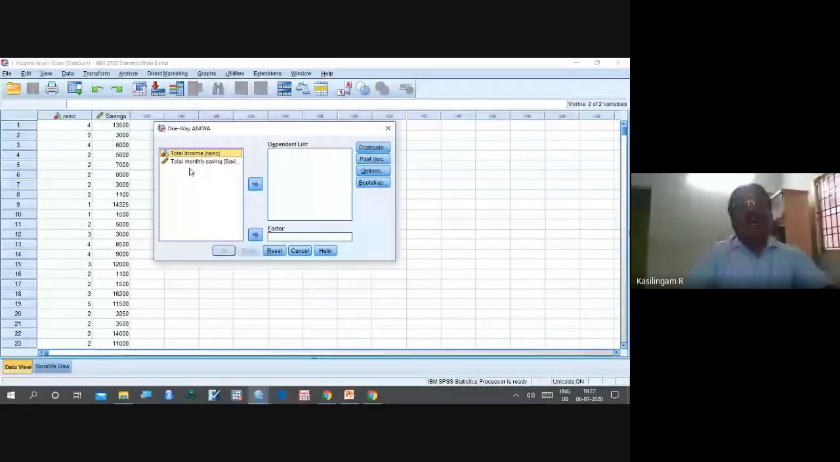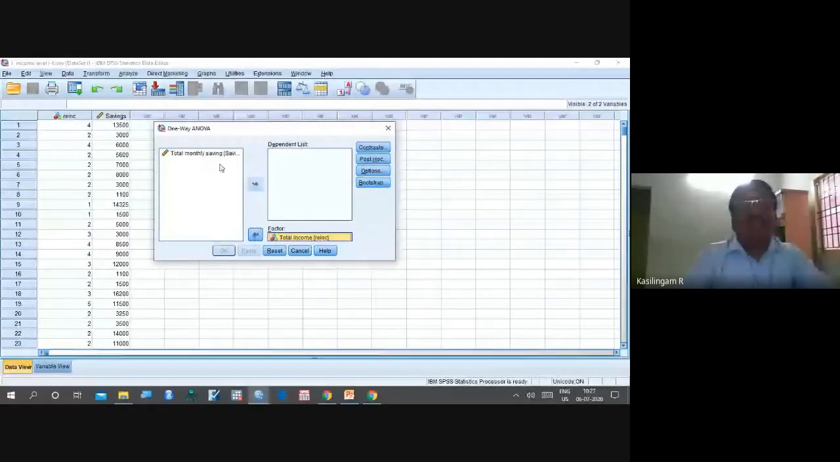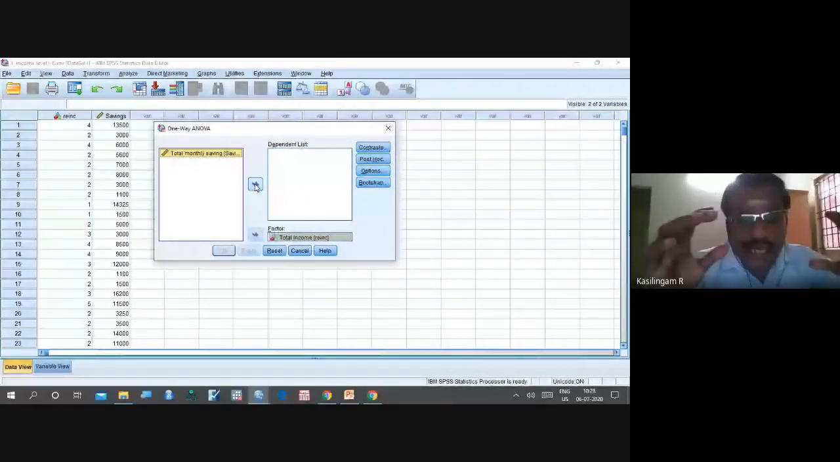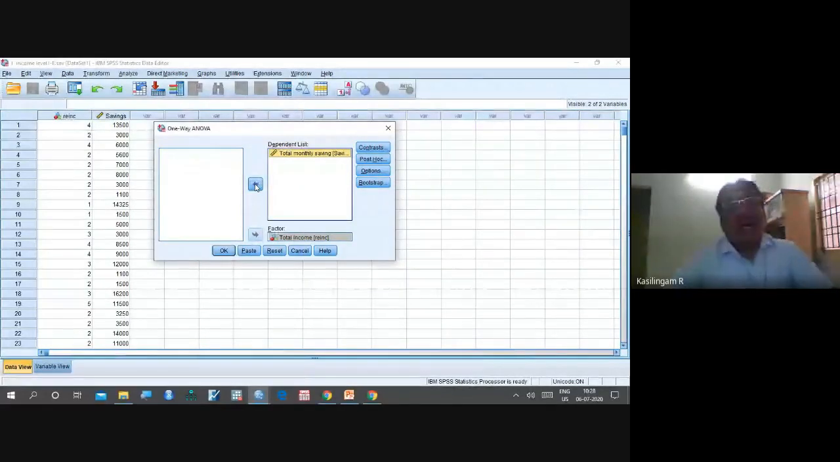Now, as I have told you already, I have to put the categorical variable into the Factor. So income is a categorical variable, so I am putting it under Factor. And then savings is a metric variable. Savings is a metric variable for which we can find out the mean. Like that, you put it in your mind. Okay, very good. Now I put savings in the Dependent list. Now let me go to OK.